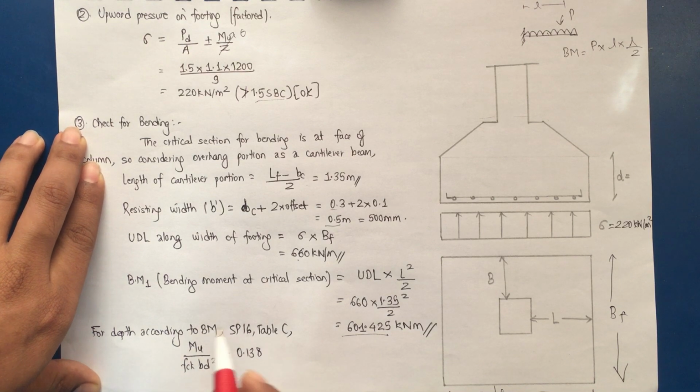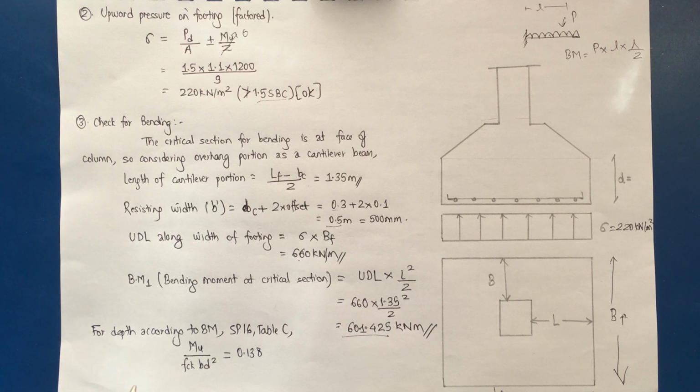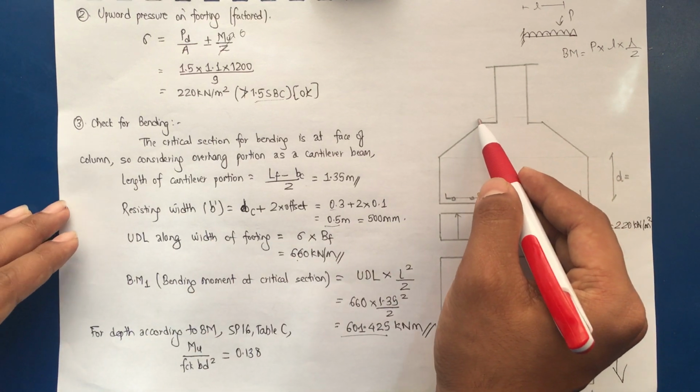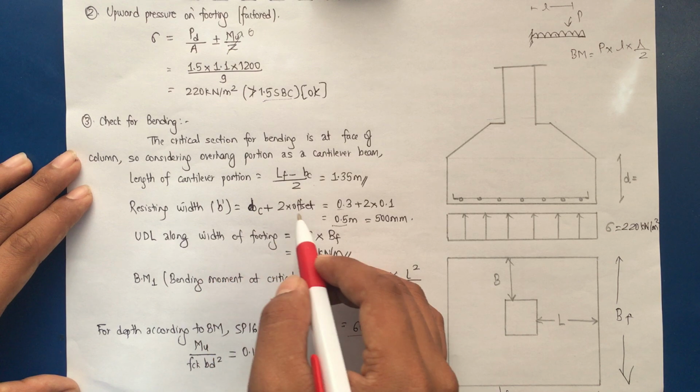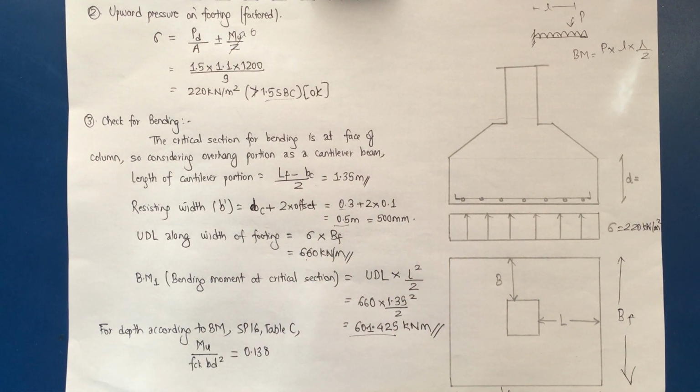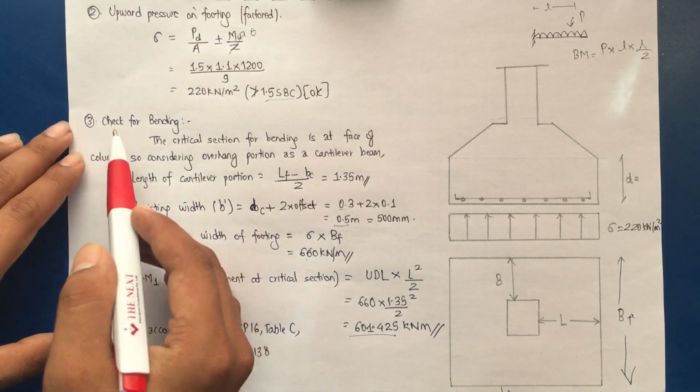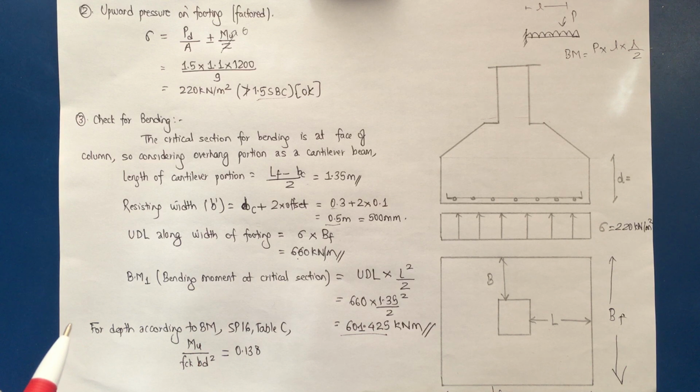Now we have to calculate the depth according to the bending moment. You can also calculate the depth according to the one-way shear, but in the case of the sloping footing, as we are calculating the bending moment with the resisting width as BC plus 2 times the offset, the depth calculated from bending will be much more adequate in comparison to the value calculated from the one-way shear. And the difference between the depth calculated from bending and from one-way shear is that from one-way shear the area of concrete will be more, and the depth computed from bending gives a higher percentage of steel. So that is the difference between calculating the depth from bending and from one-way shear.